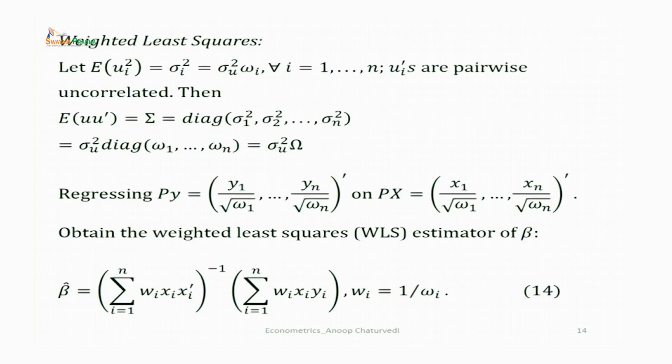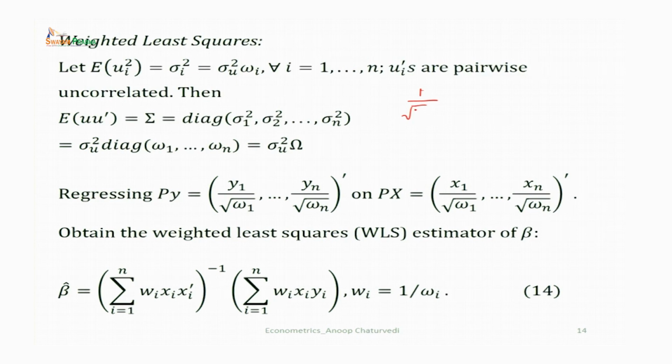Now, we consider the weighted least squares procedure. Suppose expectation of u_i squared is equal to sigma_i squared, and sigma_i squared is equal to sigma_u squared omega_i for all i equal to 1 to n, and the u_i's are pairwise uncorrelated. Then expectation of u u transpose is equal to capital Sigma, the diagonal matrix of sigma_1 squared, sigma_2 squared, and so on up to sigma_n squared. Then we substitute the values of sigma_i squared here. So, we get sigma_u squared times diagonal omega_1, omega_2, omega_n, which is equal to sigma_u squared omega.